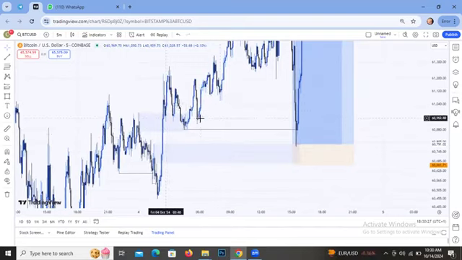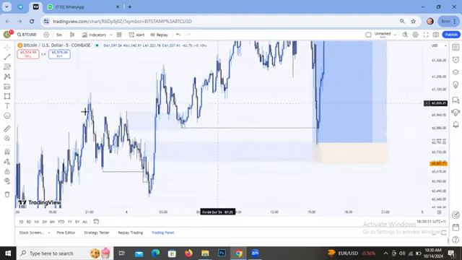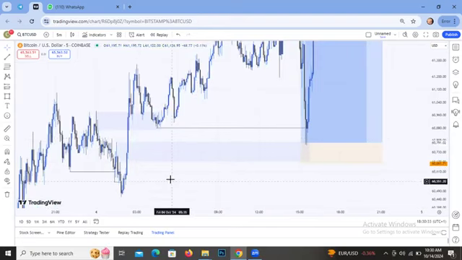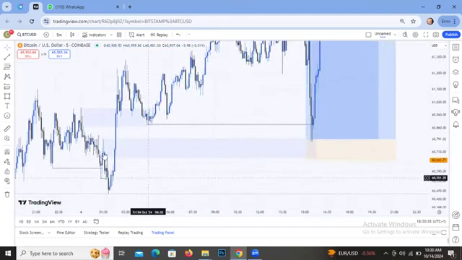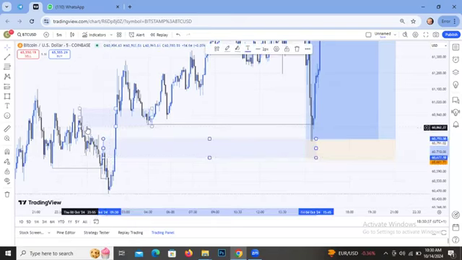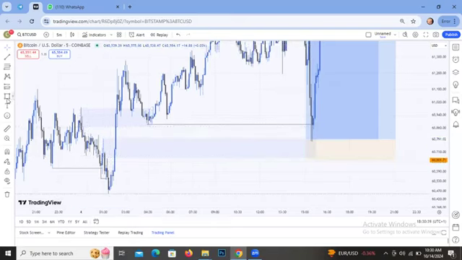Excuse me, how many order blocks are in this place? Is it not three? Okay, yeah, it's three. Number one, we have this first one, and we have the second one, and we have another one here, right?